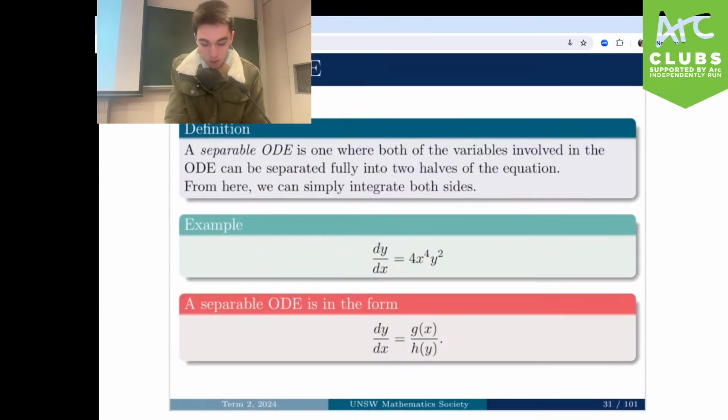So another way to characterize separable ODEs is differential equations where you can express it in the following form, where dy over dx is equal to some function of x over some function of y. And then obviously you can multiply through by h of y and by dx to get all the y's on the left-hand side and all the x's on the right-hand side.